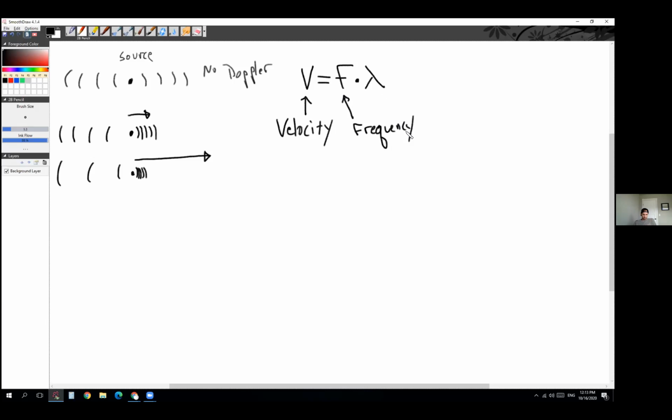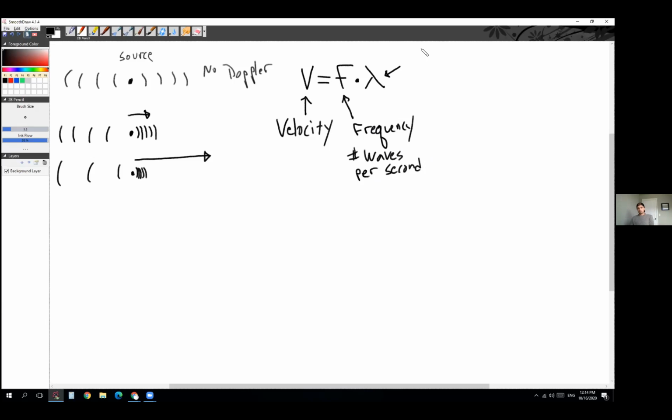Now, when we're talking about sound waves, another word for frequency is pitch or tone. The frequency is the number of waves per second. That's how many waves hit you per second. That would be the frequency. And for sound waves, you would hear that as a pitch or tone.